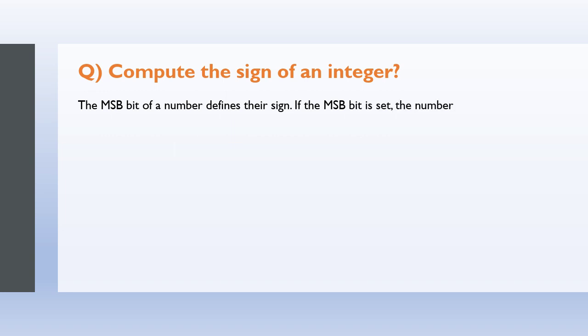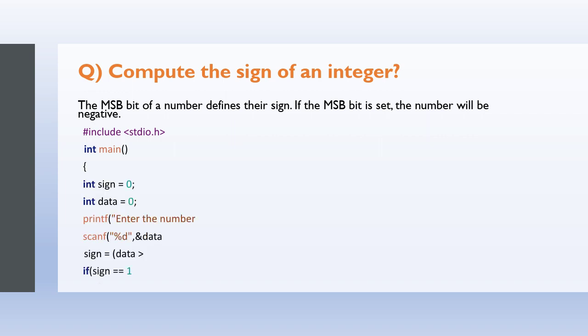We'll see with a small program. #include <stdio.h>, int main. I define a variable called sign, int sign equal to 0, int data equal to 0. printf "Enter the number", scanf "%d" and &data, that is, get the number. sign equal to (data greater than 0) minus (data less than 0). Check the sign of the number.